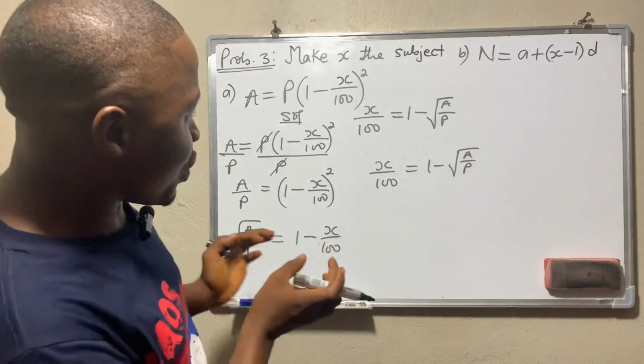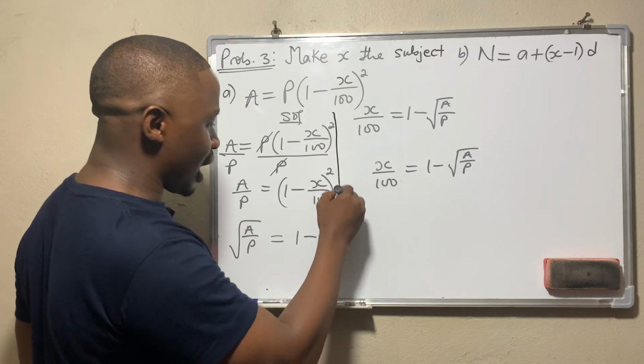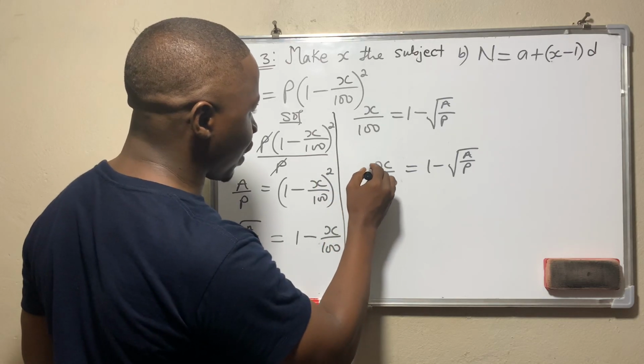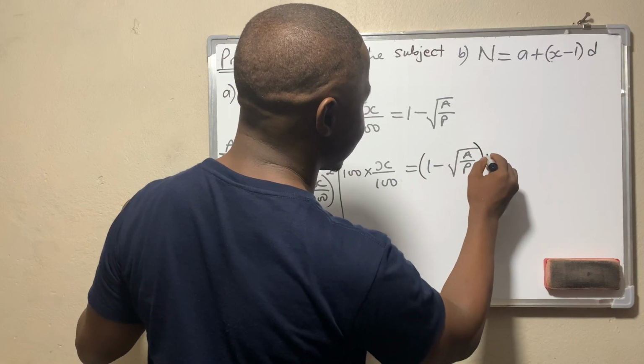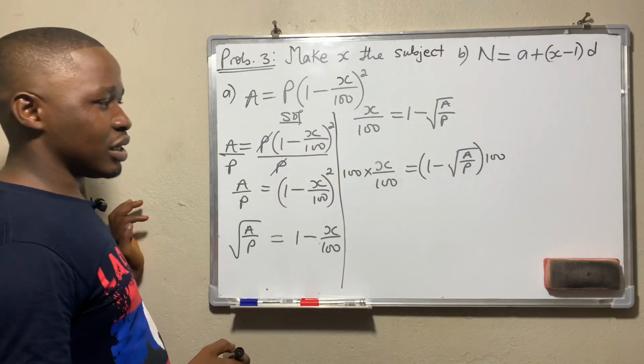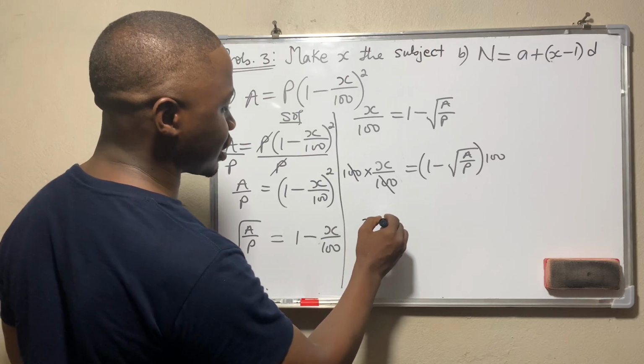So the only way we can remove this 100 is when we multiply both sides by 100. So we multiply here by 100. So the whole of this side again is multiplied by 100. So 100 takes away 100. That will remain only x.